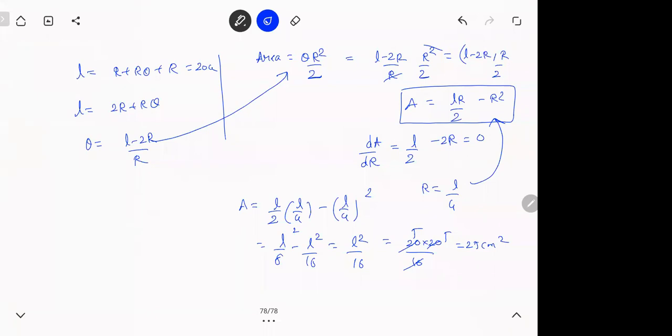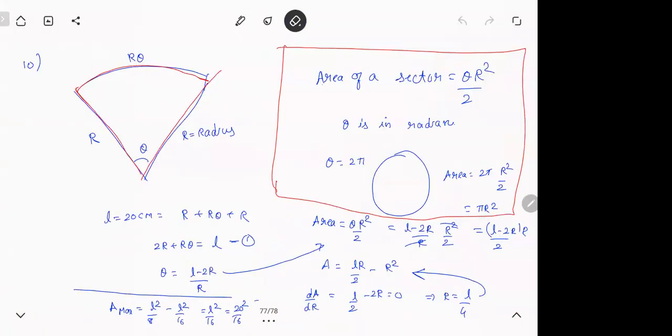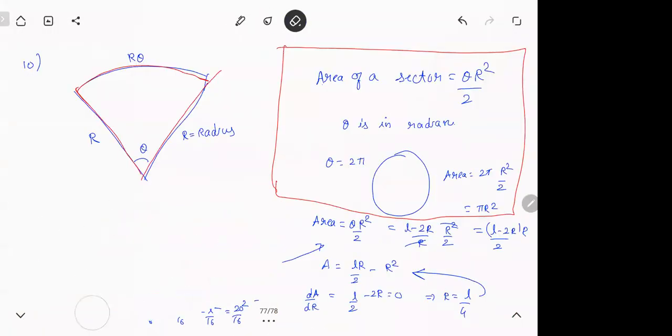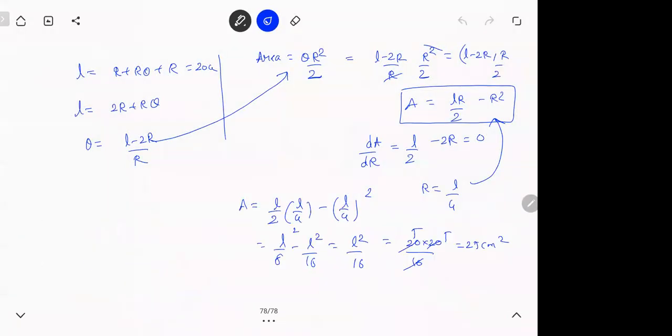We can put it down, those who want it. This is the diagram. I wrote the same thing here, whatever I wrote here. So, yeah. Put it down if you need.